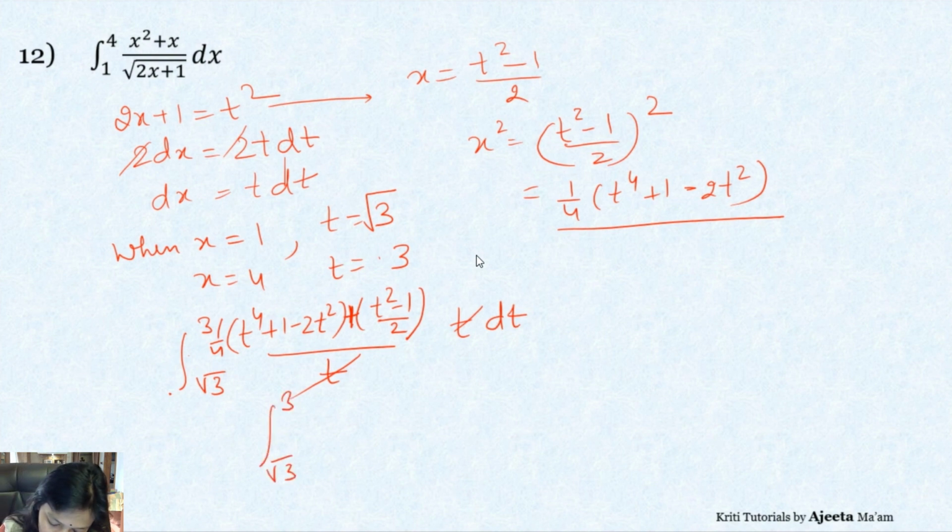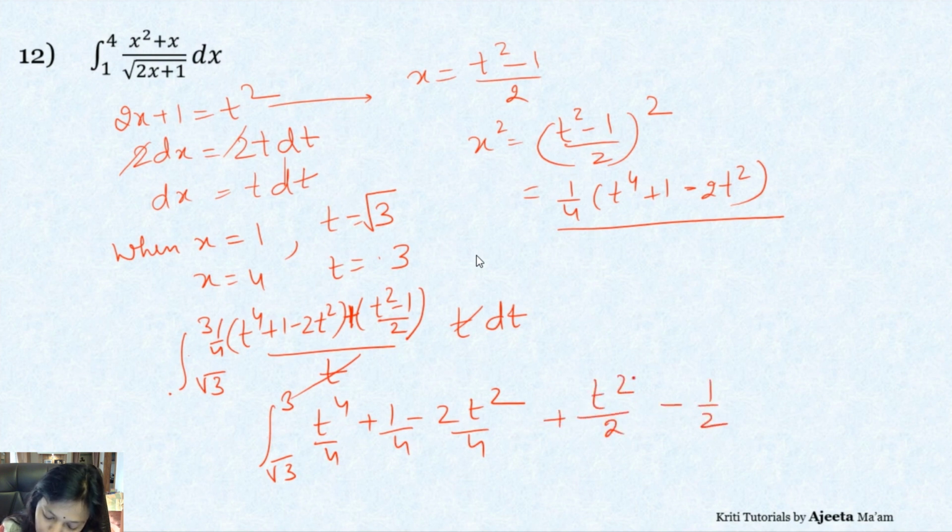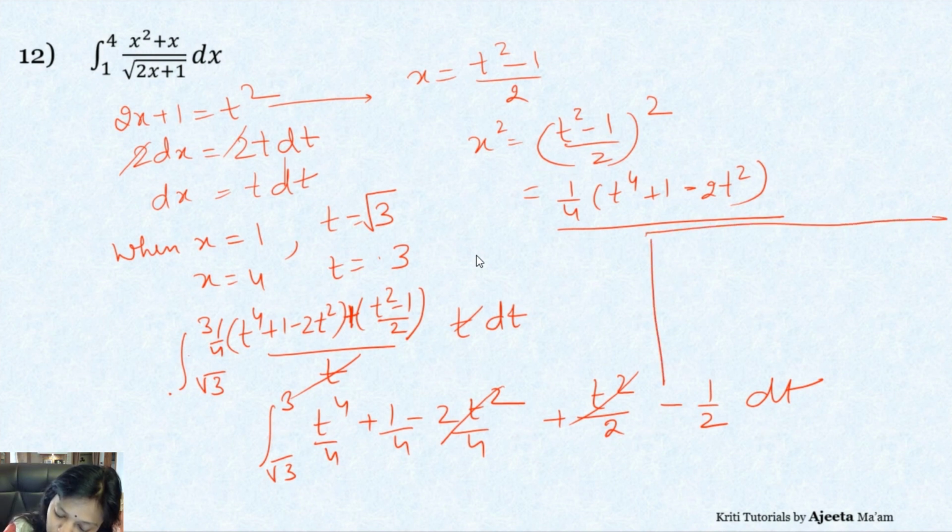So root 3 to 3. What do you get? 1 upon 4 t raised to 4 plus 1 minus 2t square, and let's put 4 with all. Let's make it 1 plus t square by 2 minus 1 by 2. This 2 will get cut, that's why I make it 1. Correct? So now what do you get? 1 by 4 minus half is minus 1 by 4. So it's a simple integral. Now what will you get as the value?